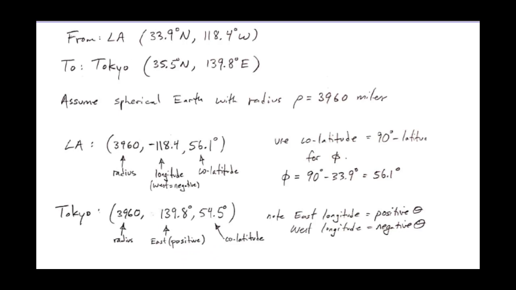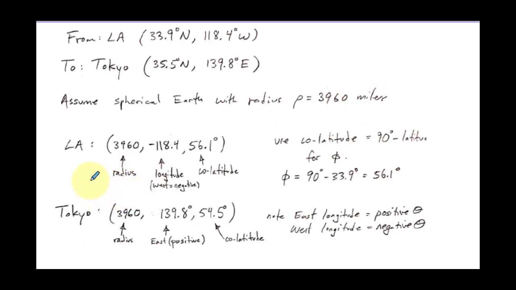So let's begin with taking 2 points on the surface of the Earth given in terms of their latitude and longitude. So Los Angeles is at 33.9 degrees north and 118.4 degrees west, and Tokyo is at 35.5 degrees north and 139.8 degrees east. And of course I'm using the assumption of a spherical Earth with a radius rho equal to 3960 miles, so I'm doing this calculation in miles.